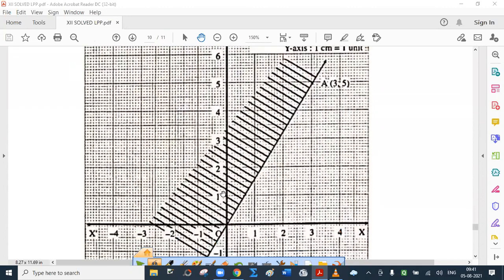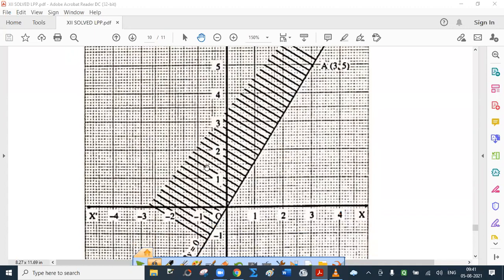In fact, I would not have considered that point. When we draw the line, I would have considered (1, 0). Check for (1, 0). (1, 0) means below the line. 5 minus 0, 5. 5 less than 0? No. So (1, 0) is not satisfying. So rather the region above the line is the graph. I hope this is clear to you.